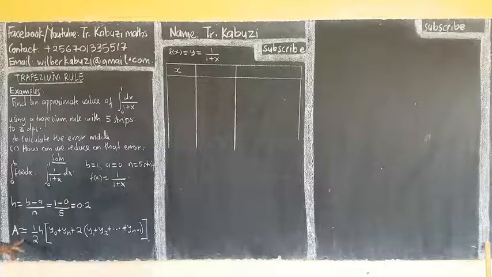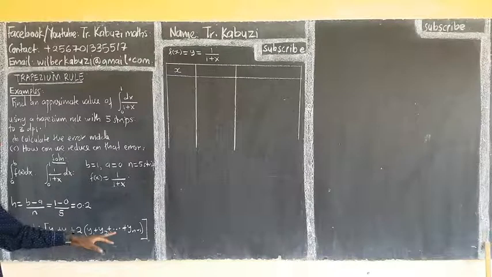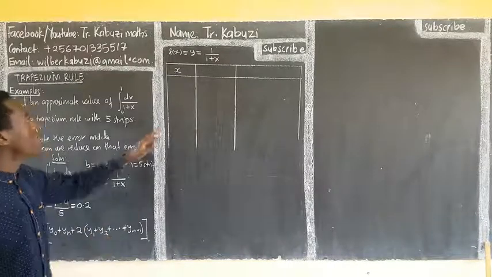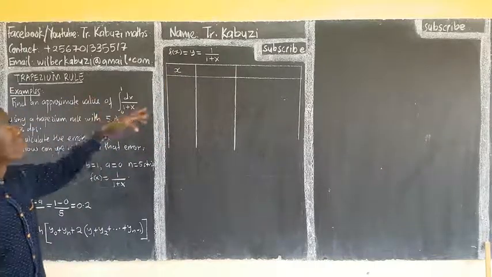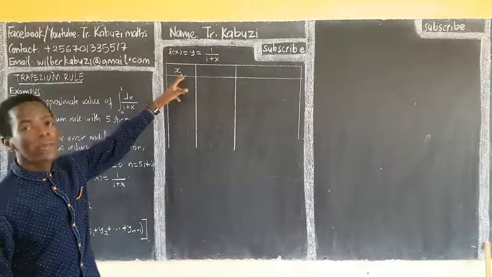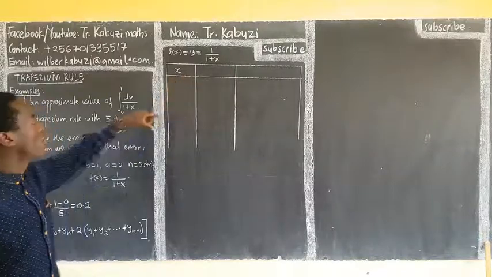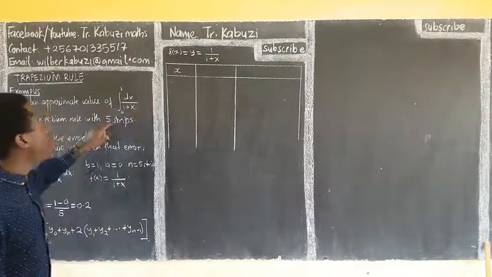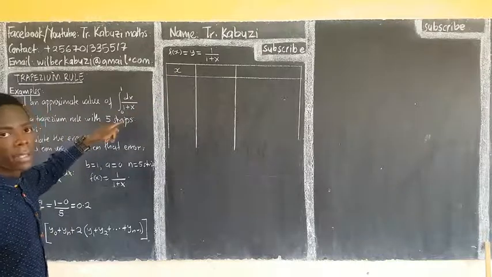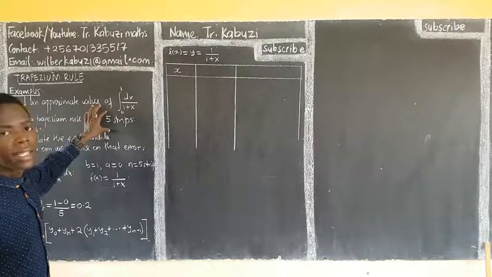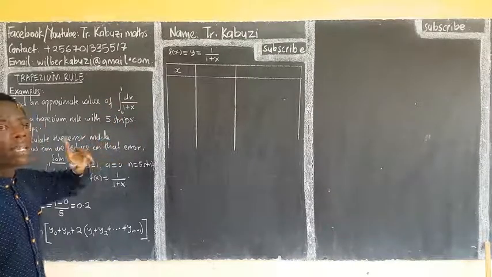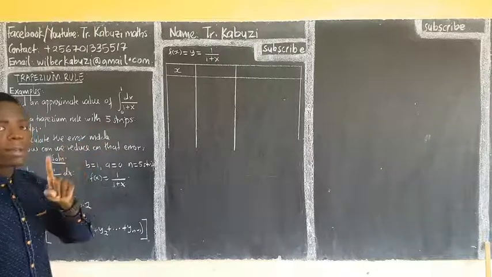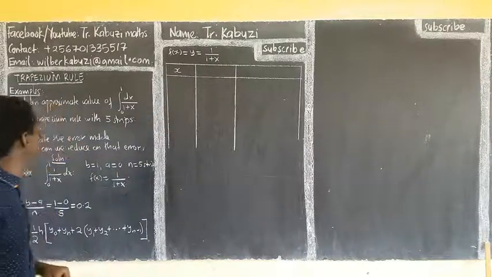Now, remember our formula is this. We need this, then also we need y1, y2, up to yn. Now, how do you know how many values of x you are going to get? If you have 5 strips, it means that you are going to have 6 x values and so 6 y values. So always the x values are more by 1 than the number of strips. But if we have 5 ordinates, it means that the x values are going to be 5.